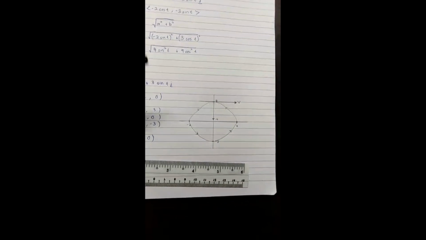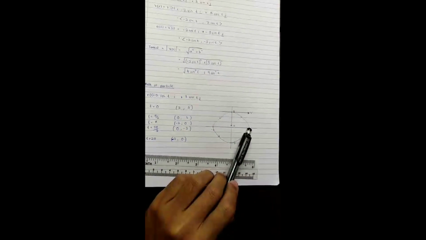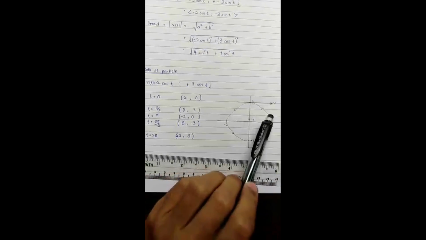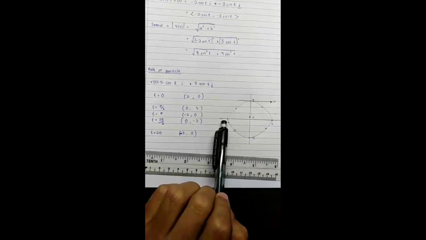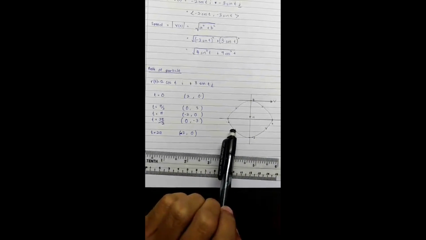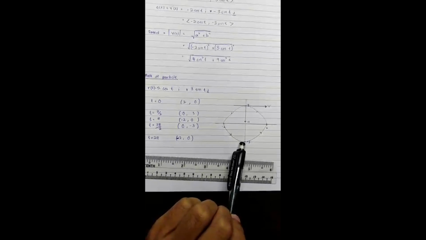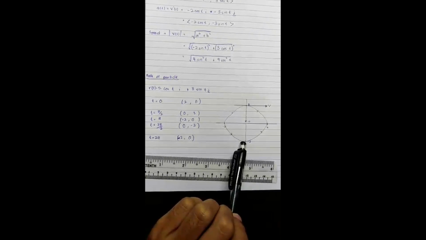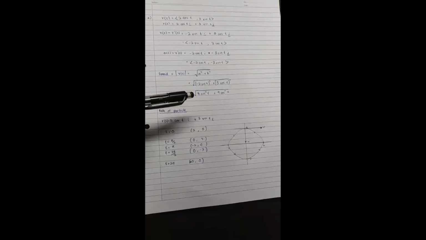To sketch the path of the particle, from t equals 0 at 2, 0, to t equals pi over 2 at 0, 3, t equals pi at negative 2, 0, t equals 3 pi over 2 at 0, negative 3, and at t equals 2 pi, we get back to 2, 0.